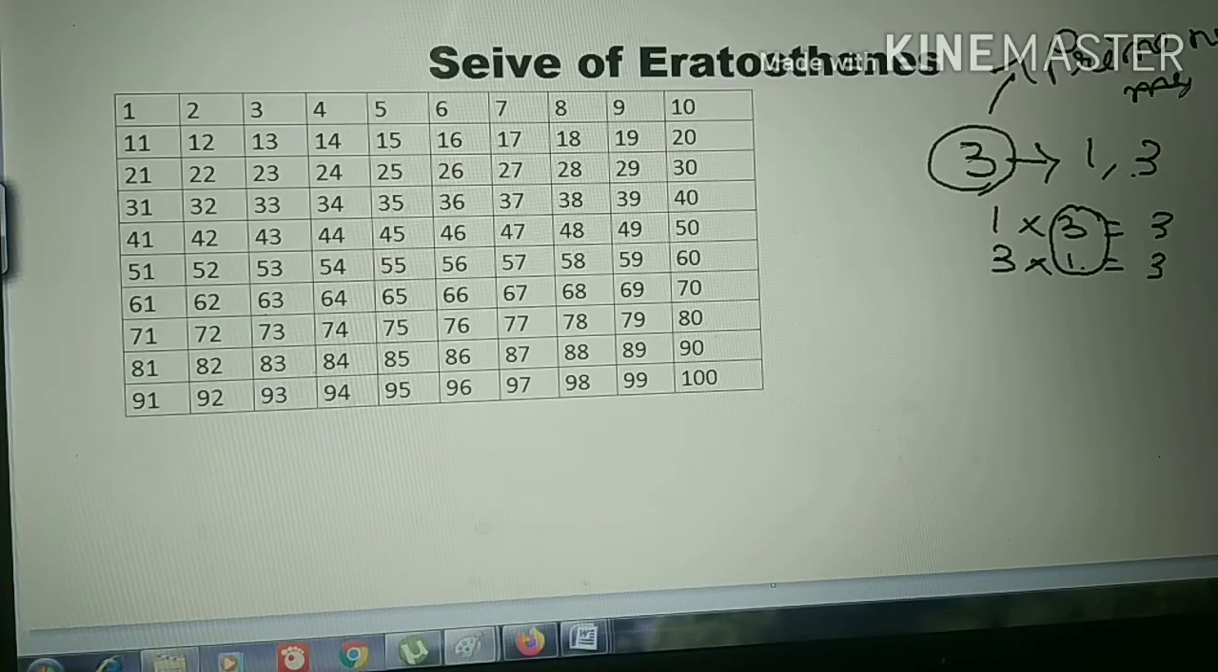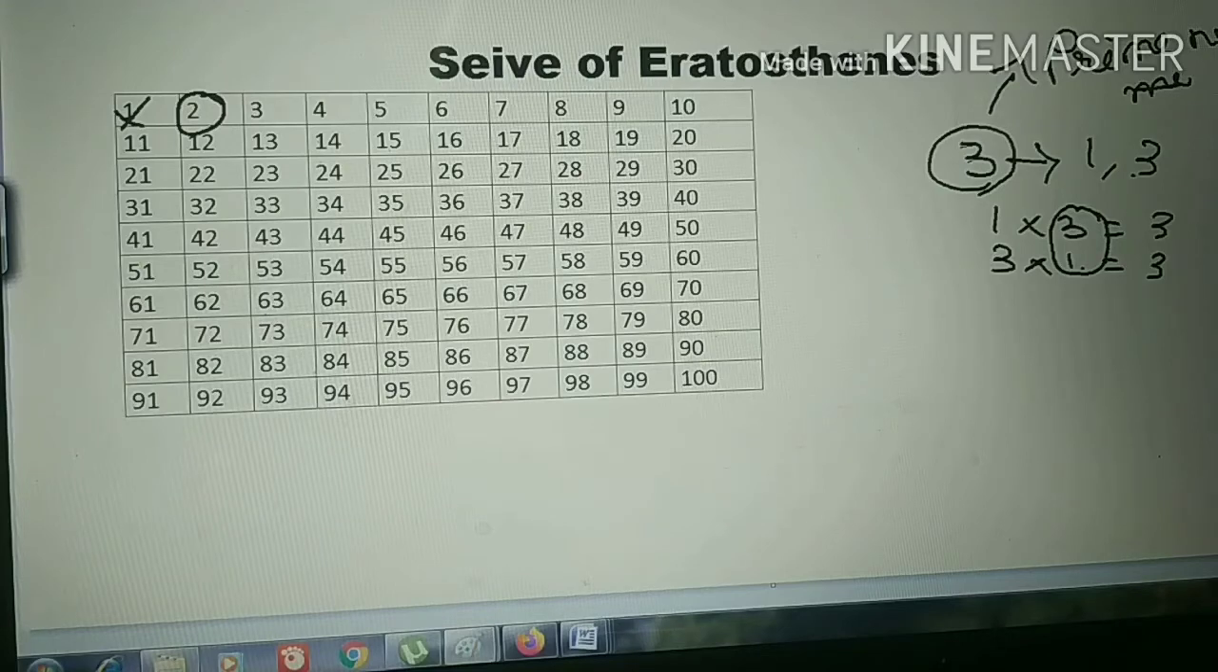Okay, how can we find this one? See here, first leave that one, that means 1 is a factor of every number. So I am crossing out this one here. After that, I am circling this 2 here. Now I will cross out all the multiples of 2.